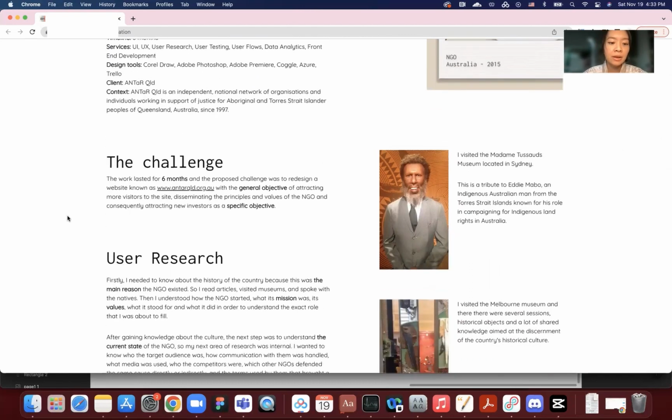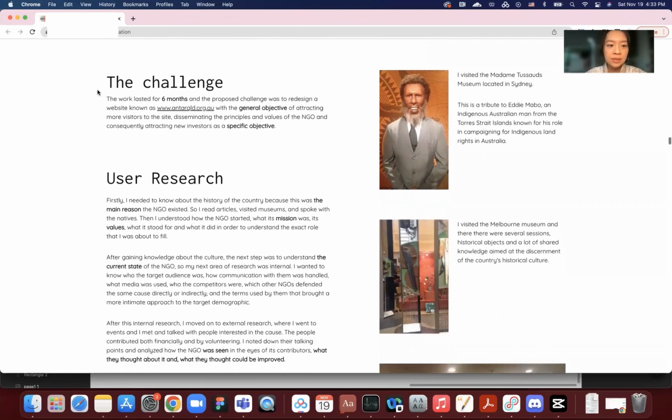Okay, and for the challenge section, I think it's great that you created a separate section just to talk about the challenge, because highlighting the challenges that you solved is definitely a very critical part. So the challenge definitely deserves its separate paragraphs.